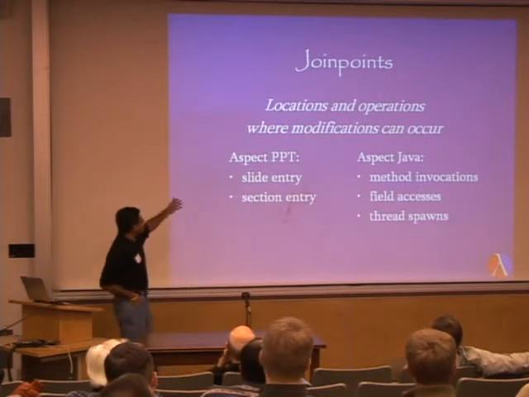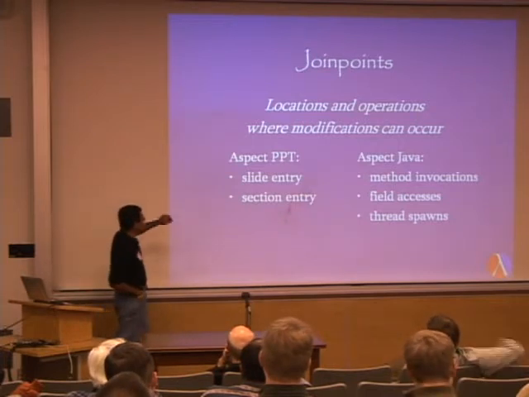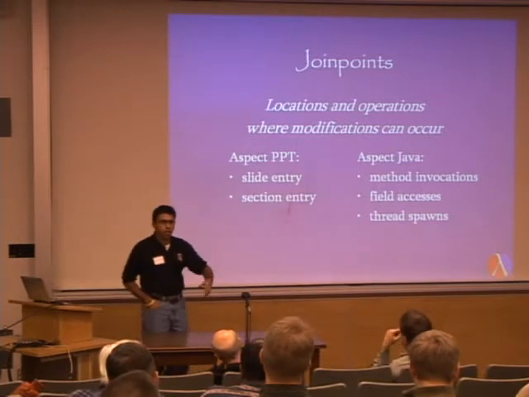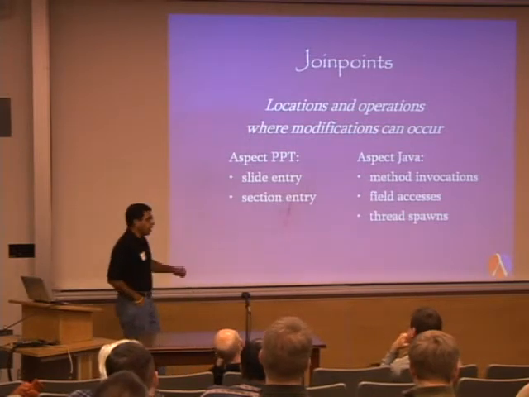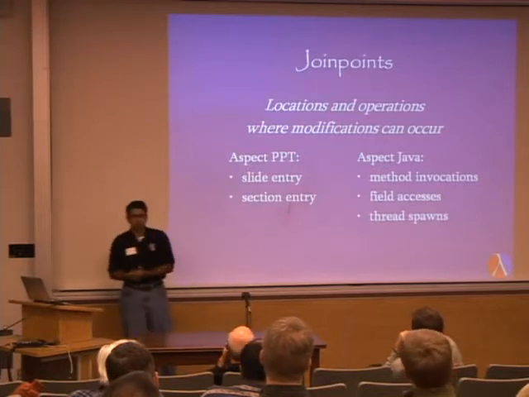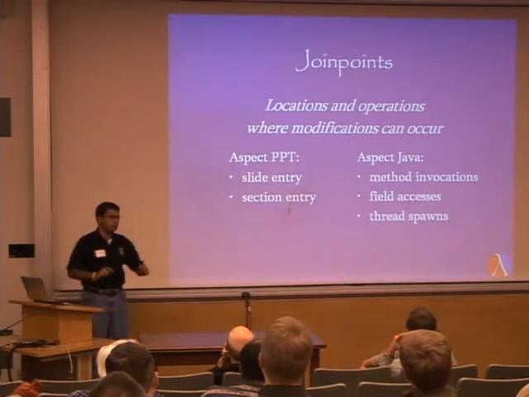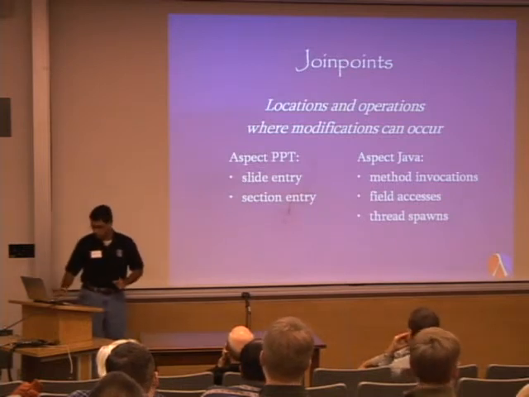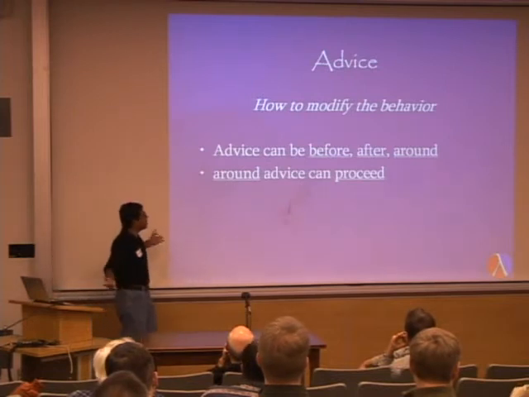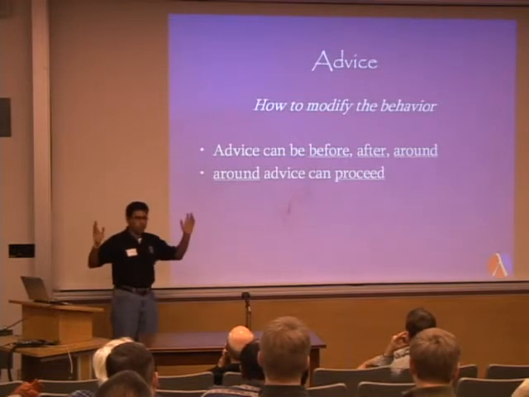Now in an aspect PowerPoint, which will no doubt exist in a year or two and it'll probably have an XML notation, the points where you insert new behavior might be slide entry, section entry, and so on. In a traditional language like Java, it might be at a point of method invocation, point of field access, a point where you spawn a thread, and so on. These are the primitive points where you decide the behavior of a program can be altered. The advice, this will be familiar for all of the Lispers in the audience, is how do you modify the behavior? There's our before, after, around, the usual stuff.